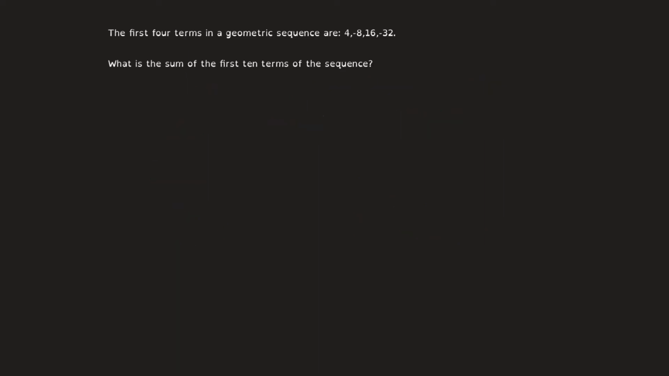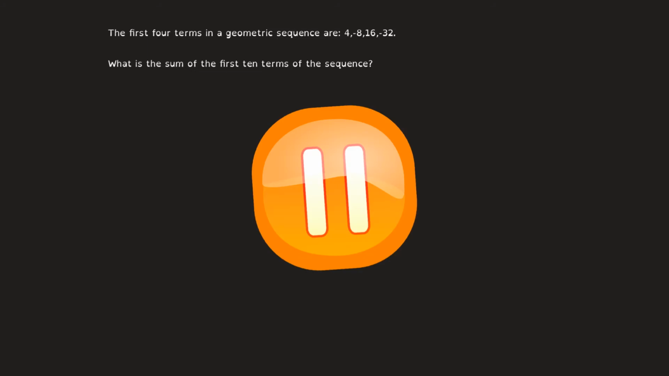So in our example here, the first 4 terms of a geometric sequence are 4, negative 8, 16, negative 32. What is the sum of the first 10 terms of the sequence? So this is your turn now. What I want you to do is pause the video and attempt to solve this problem.